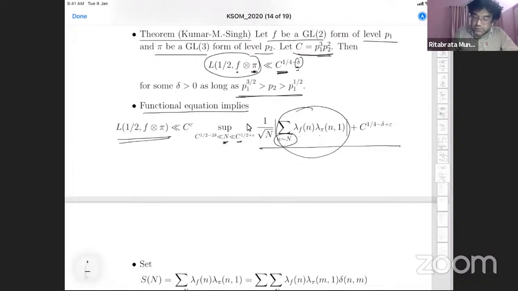So my n is between c to the power half minus 2 delta and c to the power half. And then the error term is c to the power 1/4 minus delta. So as long as delta is something positive, this is subconvex, and I need to get cancellation here. If you take the trivial bound over here, you get convexity.